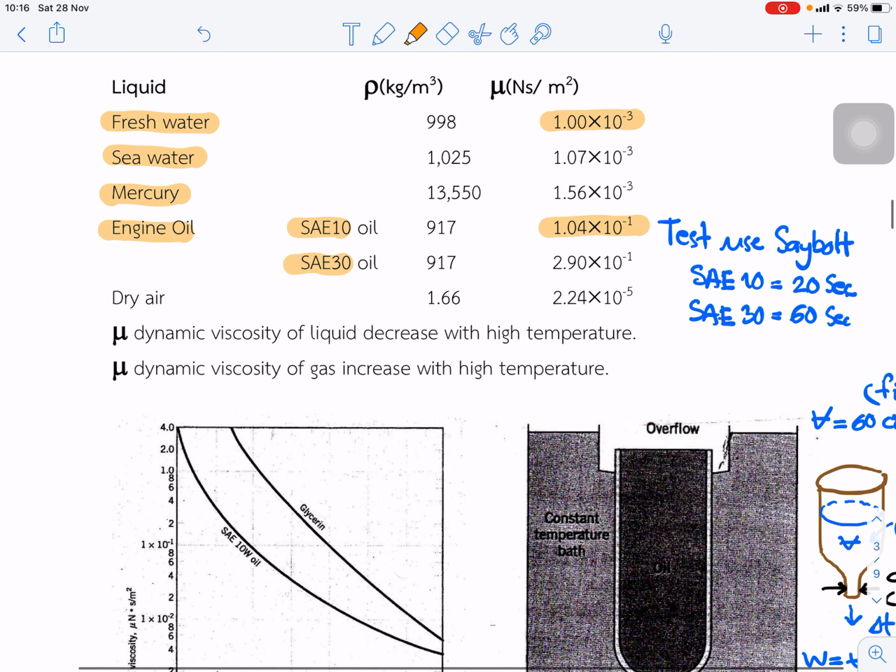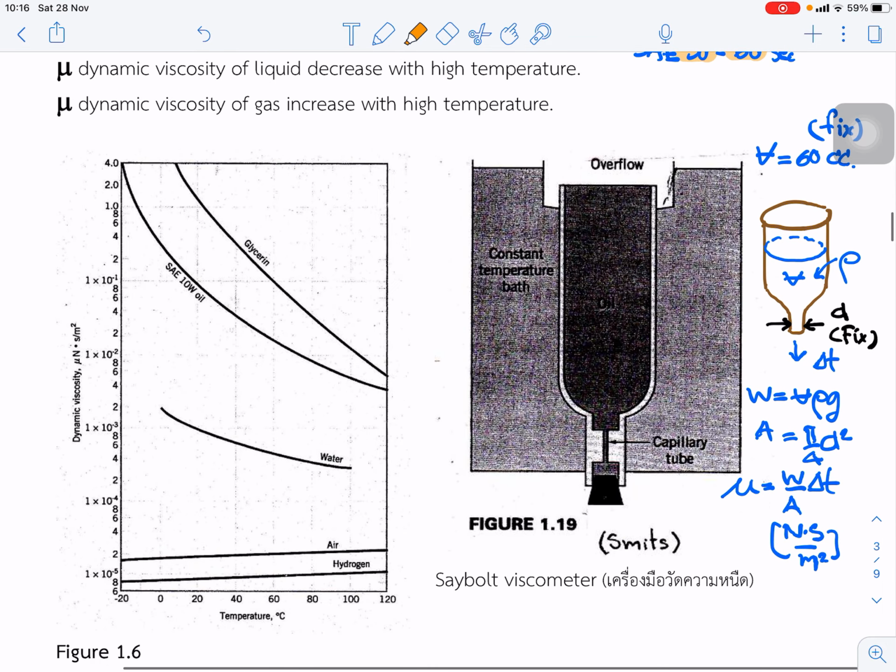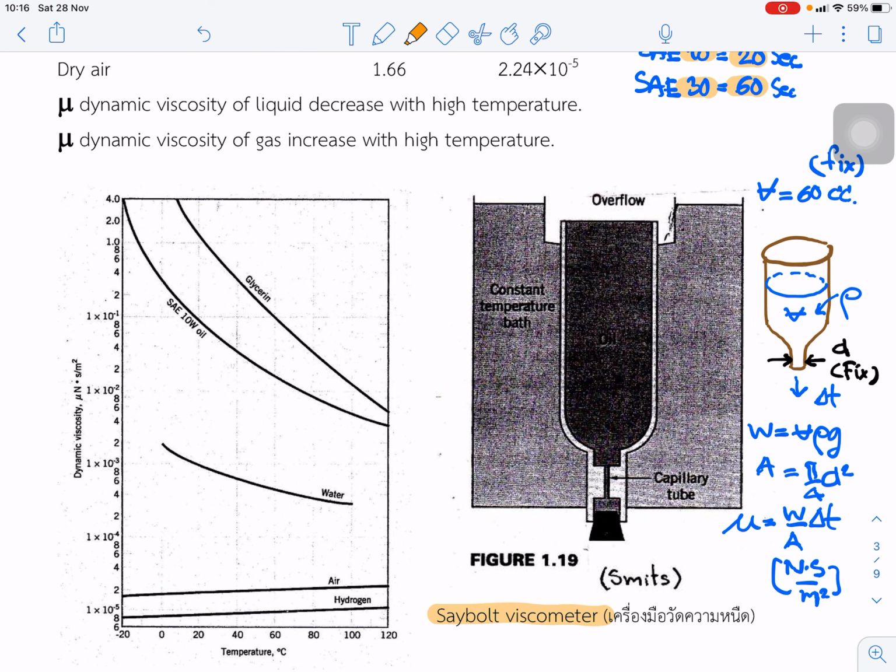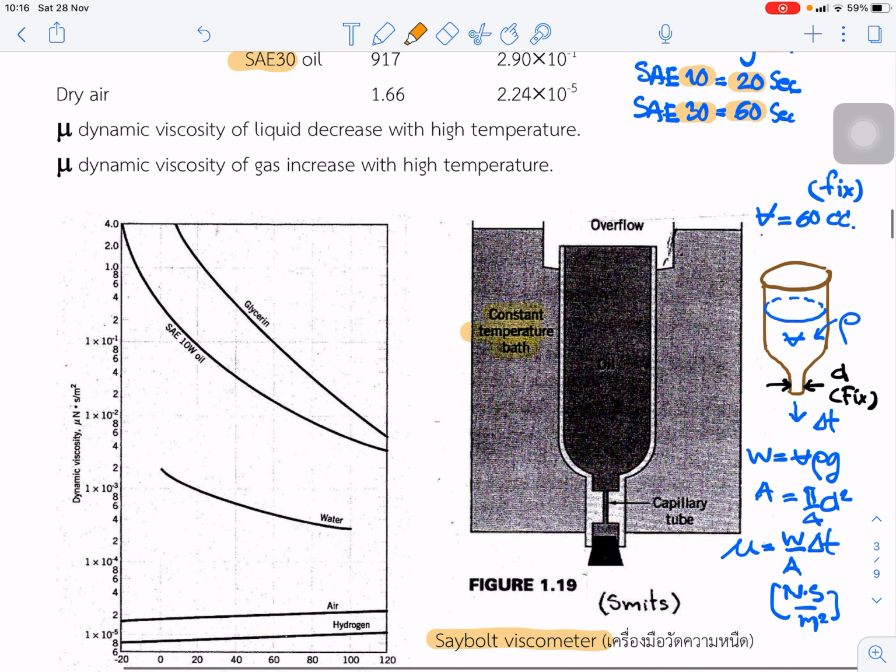This one they use from the Saybolt measurement to measure the viscosity. SAE 10 means that it takes 20 seconds to pass through the instrument, and SAE 30 takes 60 seconds. So this shows what we call the Saybolt viscometer. They put some tube in the constant temperature bath, okay, and the volume of this bottle is fixed at 60 cubic centimeters.